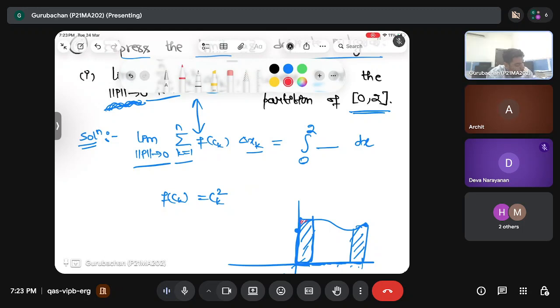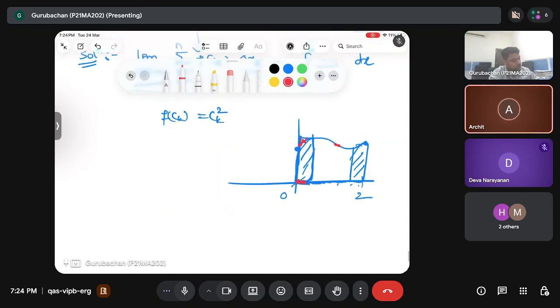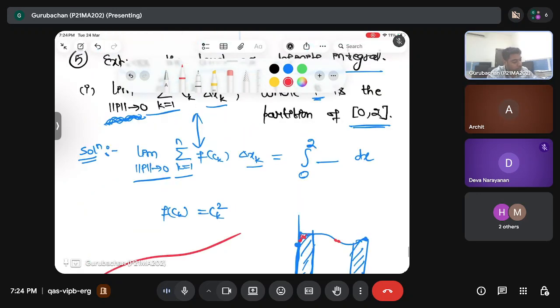So if you minimize this length to 0, can this error be possible? This error can be minimized. Whenever you take a small rectangle, in the same scenario, this rectangle will coincide with this curve. Sir, will the error decrease or be completely removed? It can be completely removed. Therefore, we have taken the limit.